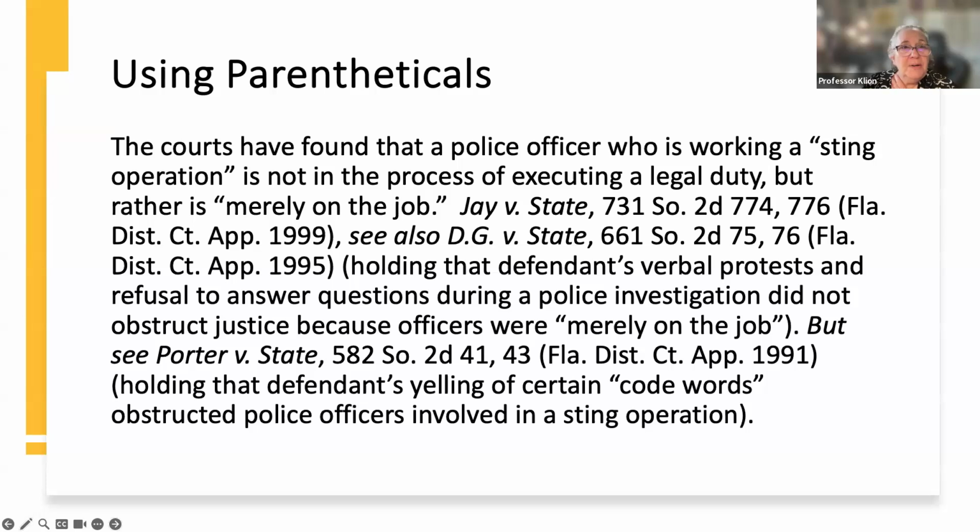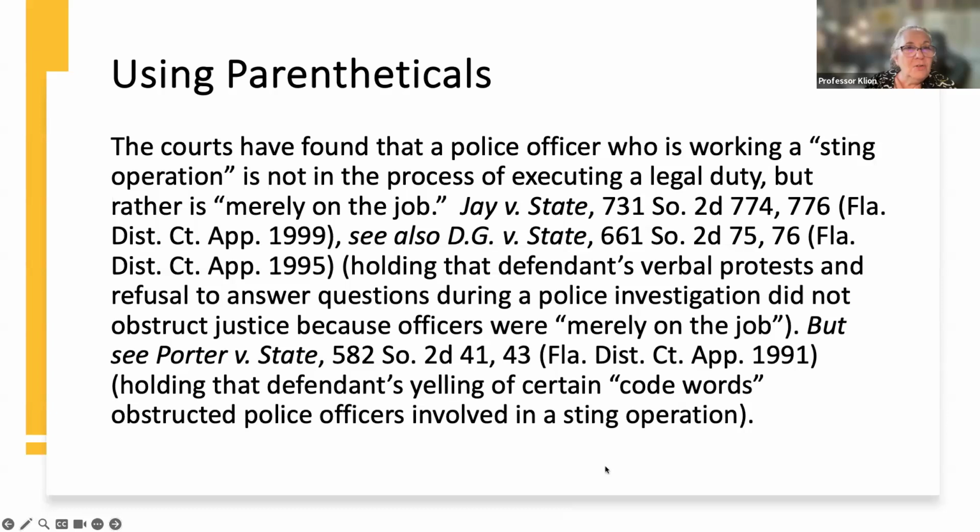So when you use parentheticals, you're actually using them to bring out the more positive cases and to explain the negative cases. So here you have the courts have found that a police officer who is working a sting operation is not in the process of executing a legal duty, but rather is merely on the job. And you see the cite to J. Please note that these cases are in Blue Book format, not in Rule 9.800 format. And J directly stands for that proposition.